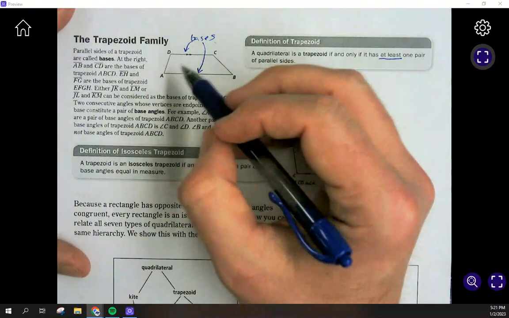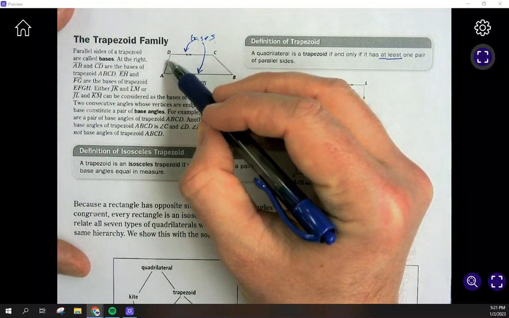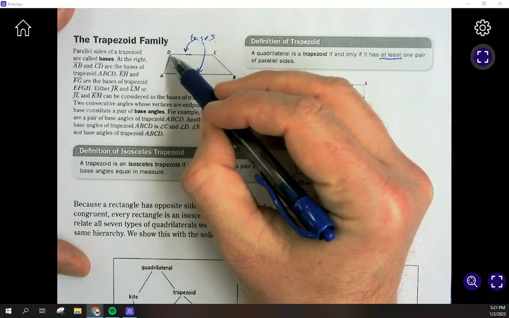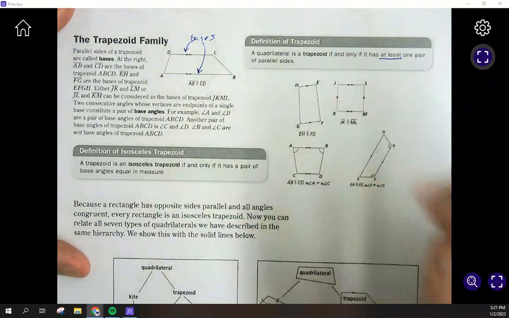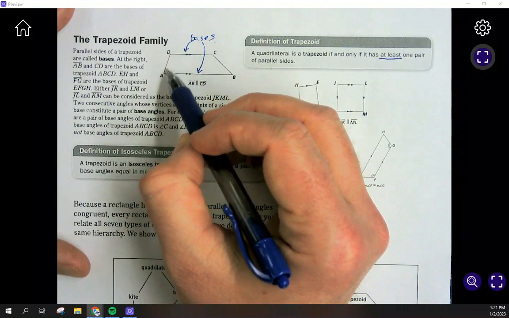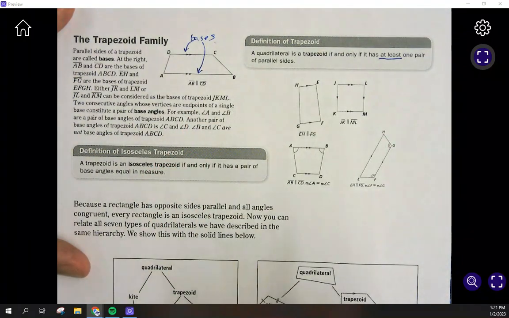So what's not a base angle? A and D are not because they are not the endpoints of a base. This side of the four-sided shape is not considered a base because it's not parallel to the other side. So its endpoints are not base angles.